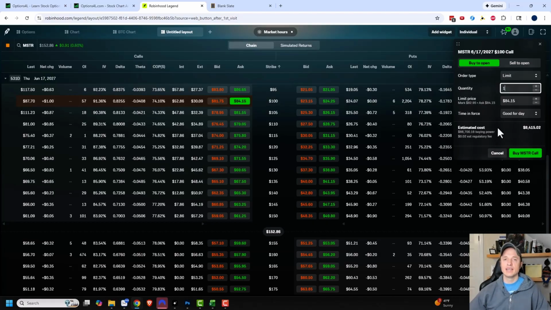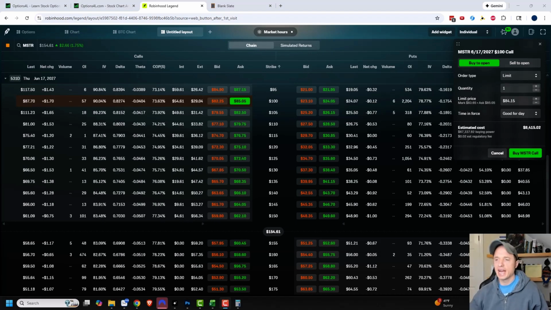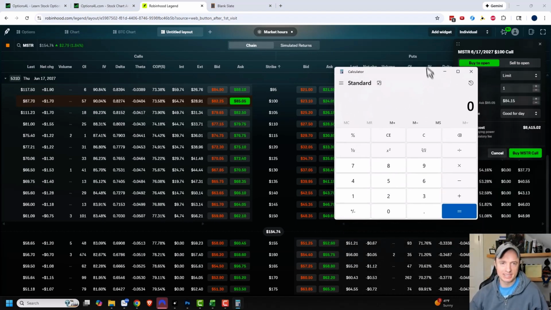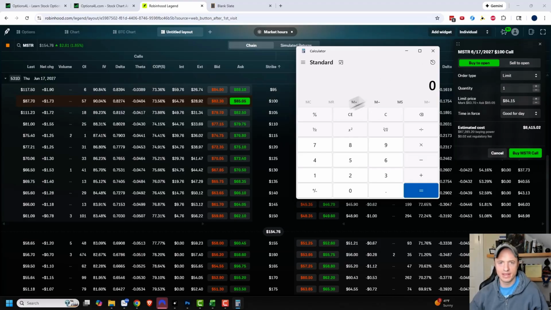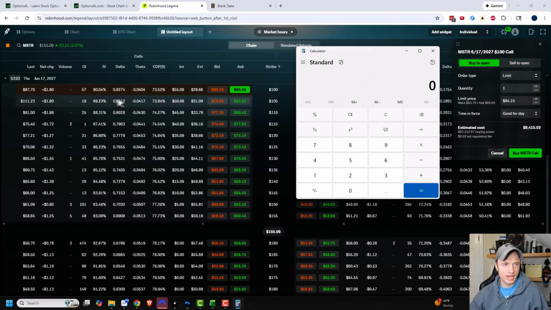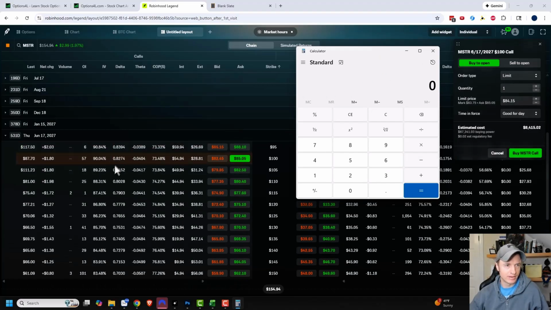So I'm basically getting like a 2-to-1 leverage on my cash in this particular position. So let's go ahead and do the actual math real quick and see what it actually is. To do the actual math, we would take the delta of the option that we're looking at buying. So we have it right here at 0.8274.